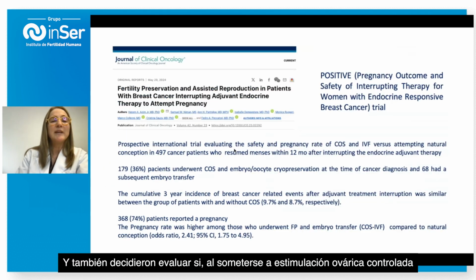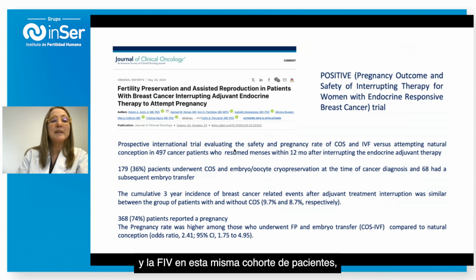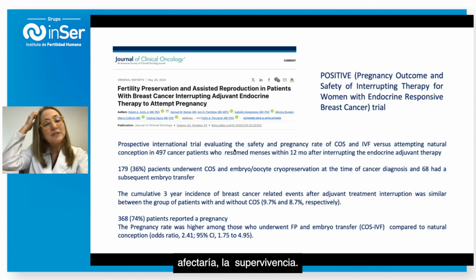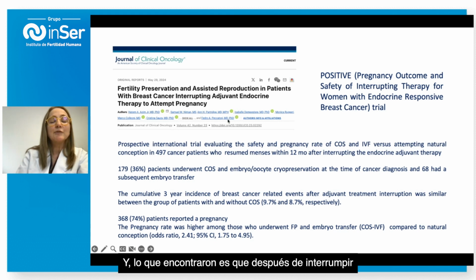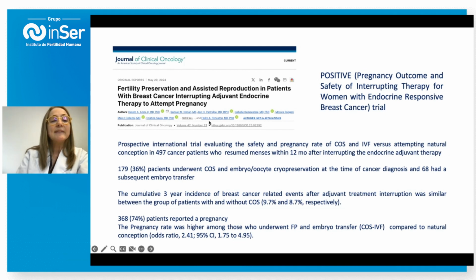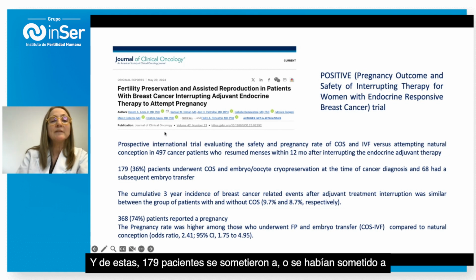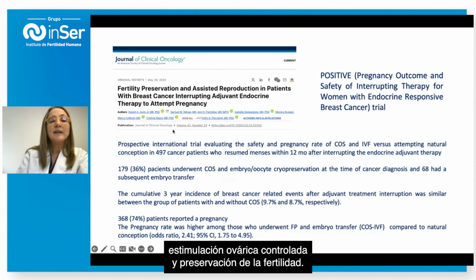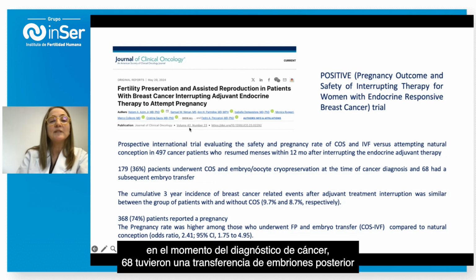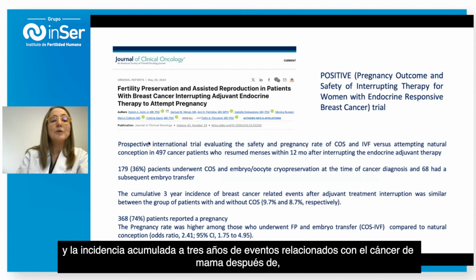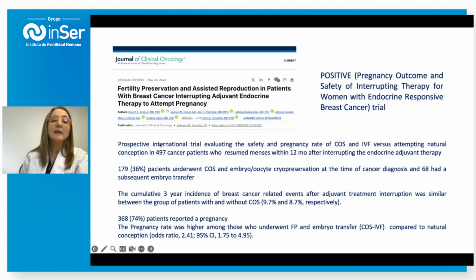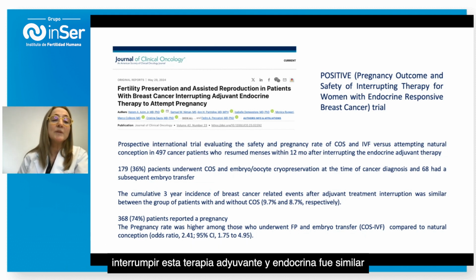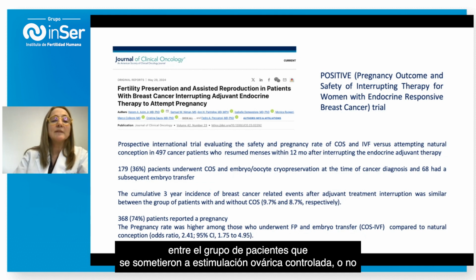And they also decided to evaluate whether undergoing controlled ovarian stimulation and IVF in this same cohort of patients would affect survival. And what they found is that after interrupting the endocrine therapy, 497 cancer patients resumed menses within 12 months. And out of these, 179 patients that had undergone controlled ovarian stimulation and fertility preservation at the time of cancer diagnosis, 68 had a subsequent embryo transfer. And the cumulative 3-year incidence of breast cancer-related events after discontinuing this adjuvant endocrine therapy was similar between the group of patients who underwent controlled ovarian stimulation or not.